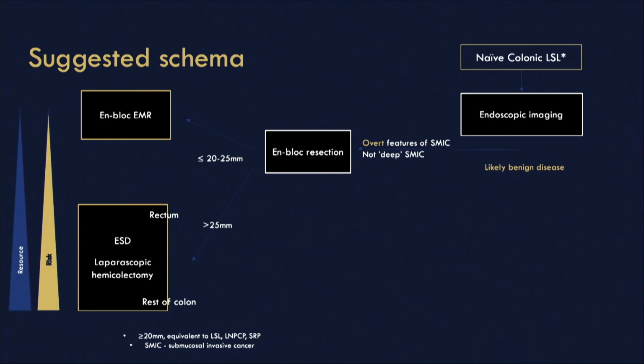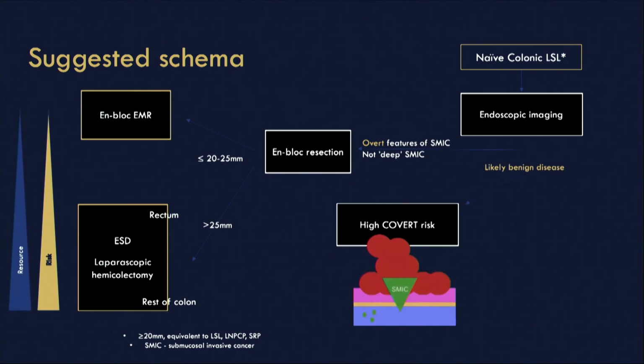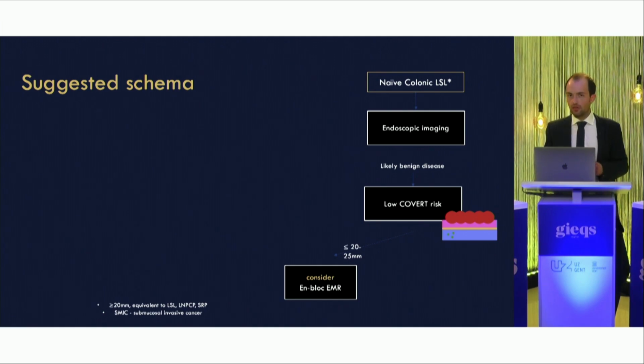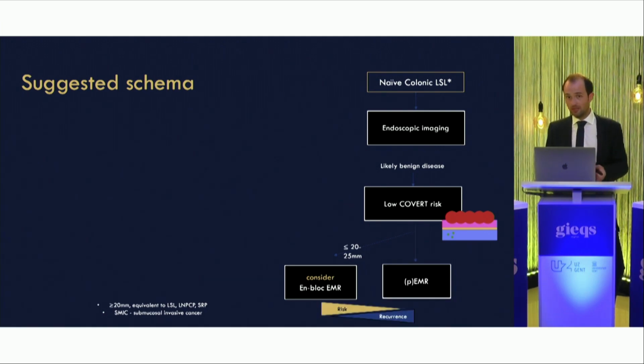But if you don't see anything on the surface, if it's at high covert risk, and so we've talked about if there's chance of buried submucosal invasive cancer, bulky, left colonic, non-granular lesion, that probably should also be removed en bloc. Whereas a low covert risk lesion, we should either consider en bloc EMR if it's quite small, but I would argue in most cases piecemeal EMR for the reasons I've stated and the higher incidence of adverse events with en bloc EMR.